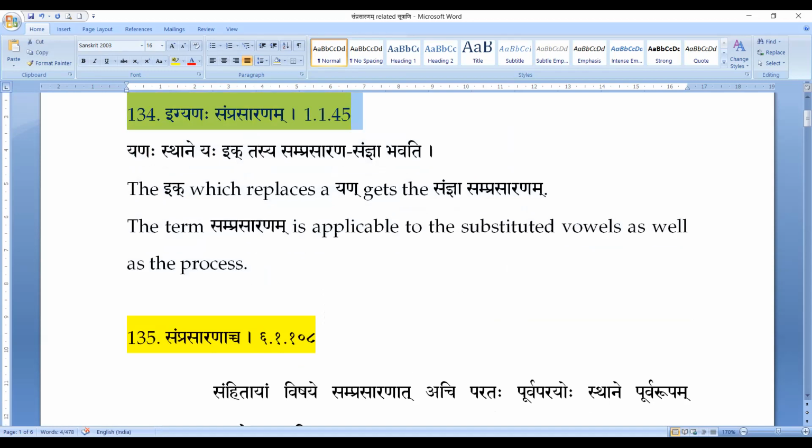After knowing what Samprasaranam is, now the sutras related to Samprasaranam. Samprasaranat cha, which is in 6.1.108. In 61, this 108 and before and after. What is the adhikara here? What are the sutras here? By number you can know.